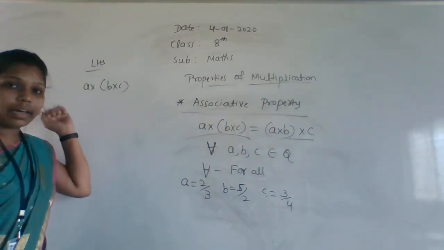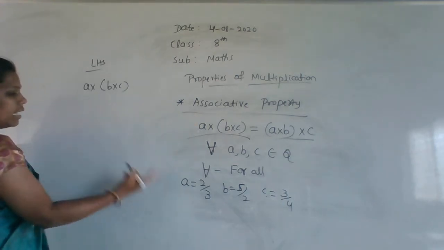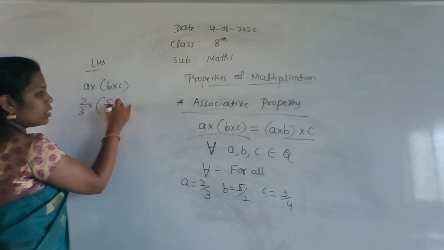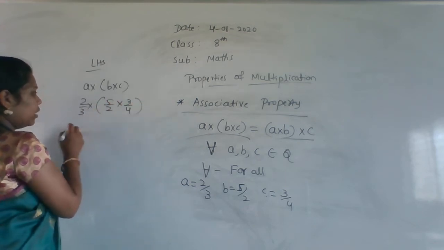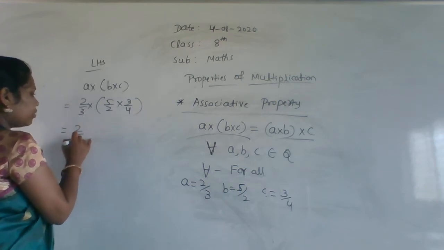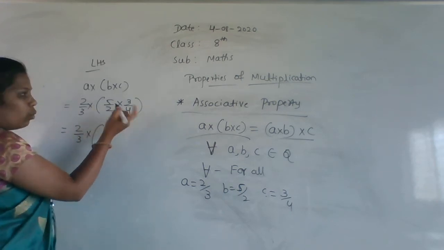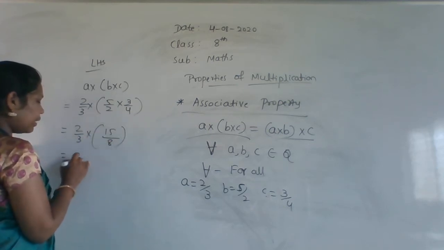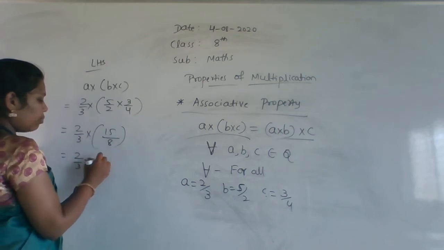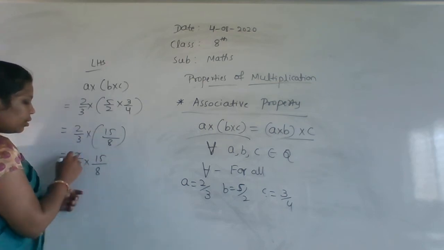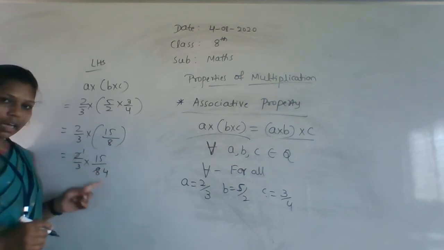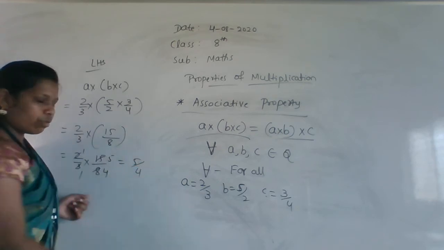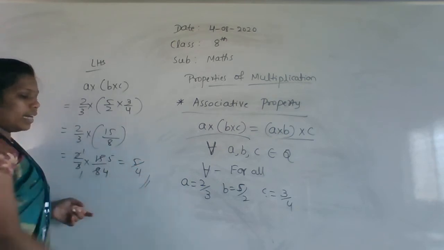I am taking now the LHS. That is nothing but A is 2 by 3. Next B is 5 by 2. Next C is 3 by 4. Do the multiplication. Any value cancel here? No. So 5 3s are 15 and 2 4s are 8. So 2 by 3 I am taking out of the bracket. So 15 by 8. 2 1s are 2, 4s are 4. The answer will be 5 by 4. So this is the LHS answer.